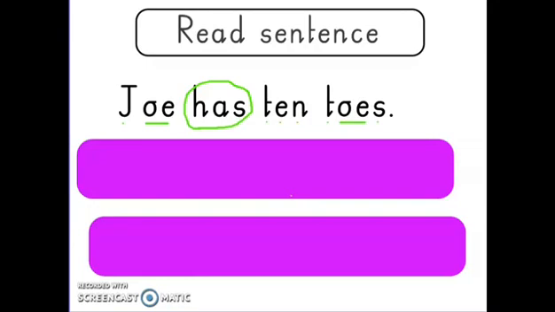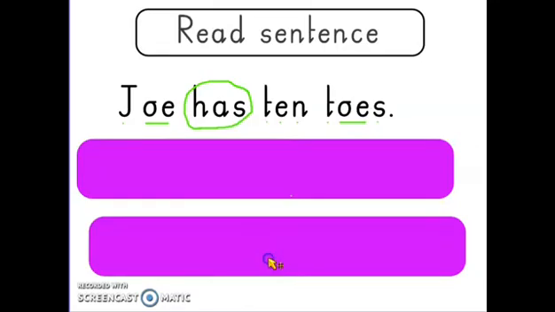Okay, so now we're going to segment and blend as we read this sentence. So join in with me, everybody. Joe has 10 toes. So let's try and read it all together now without any segmenting and blending needed. Let's go for it, guys. Joe has 10 toes. Very, very well done, everybody. Thank you for joining in with that with me.